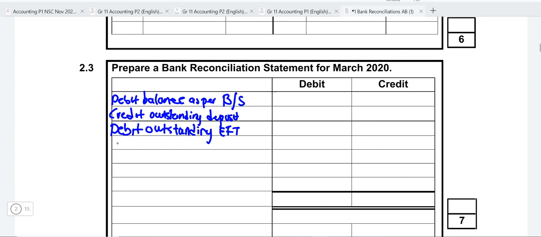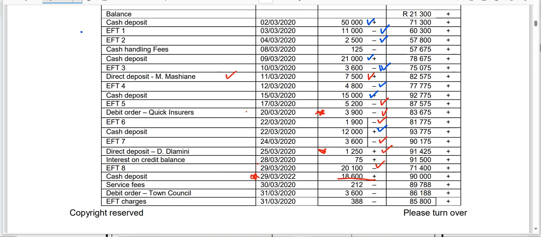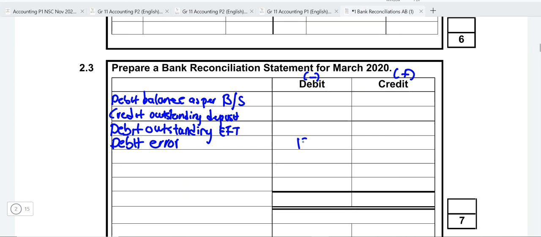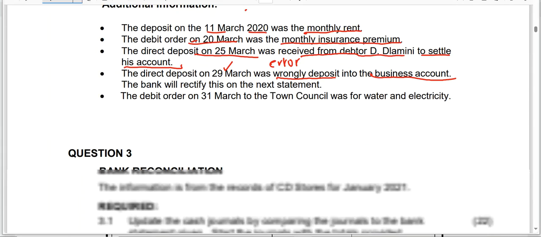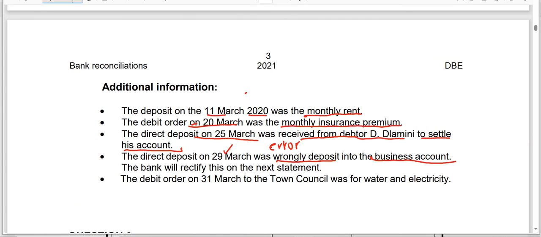So we are going to say debit error, and then I normally tell learners that this is a minus, this is a plus. Okay, so let's check. That error was for 18,600, so we must debit it. So we'll write that 18,600 on the debit side. Then we are done with that adjustment. Okay, then we go to the next one. What does the next one say? It says that the bank will rectify that mistake, so we know that we must communicate with them. Remember on the BRS, remember errors.